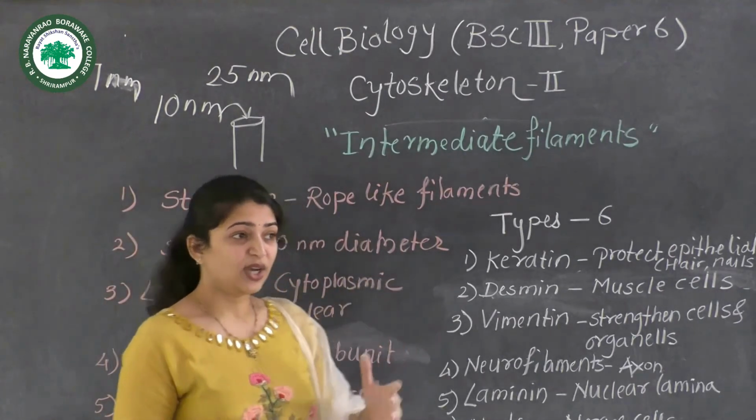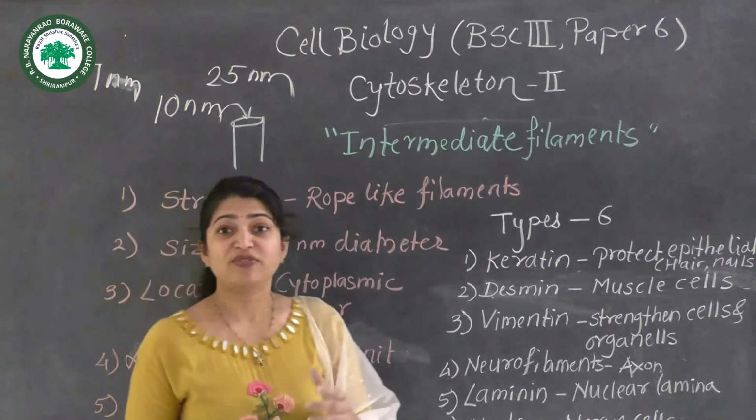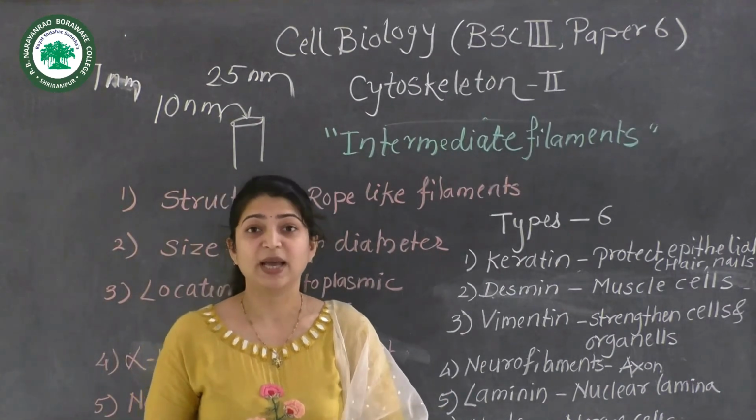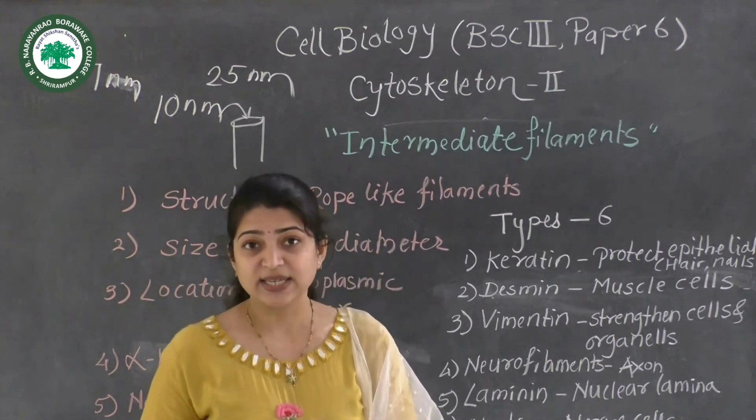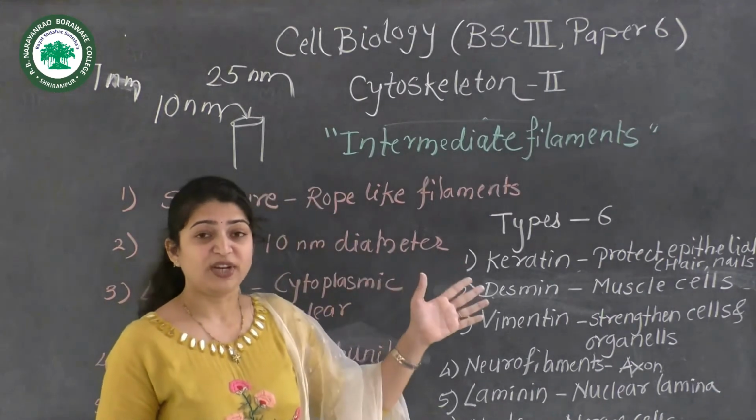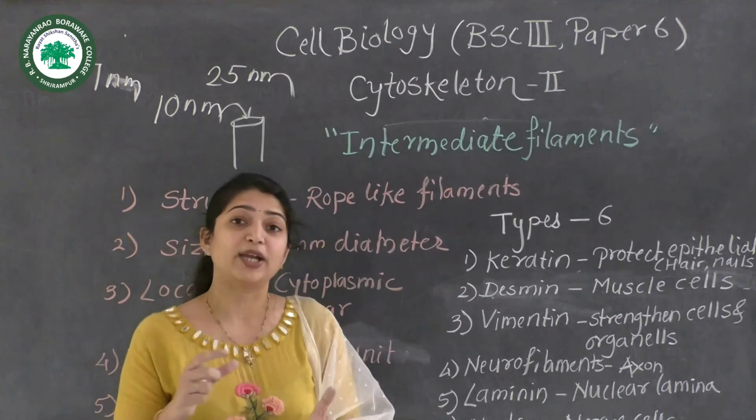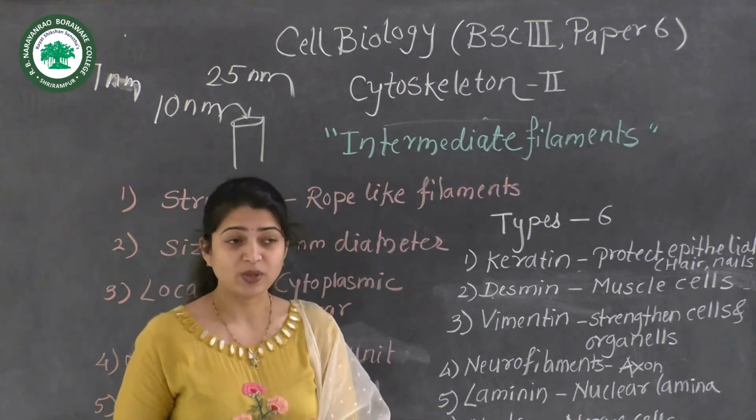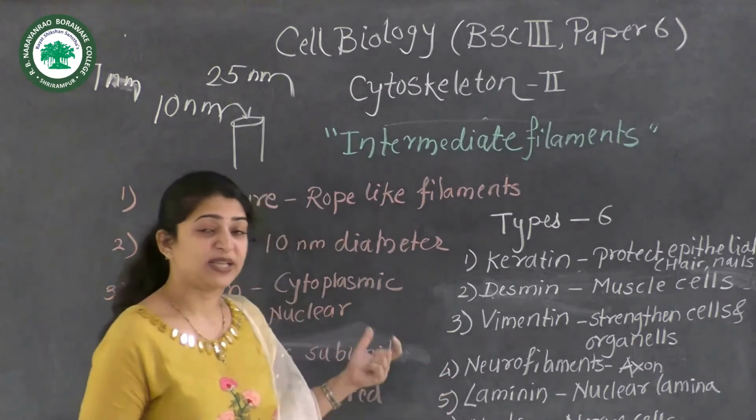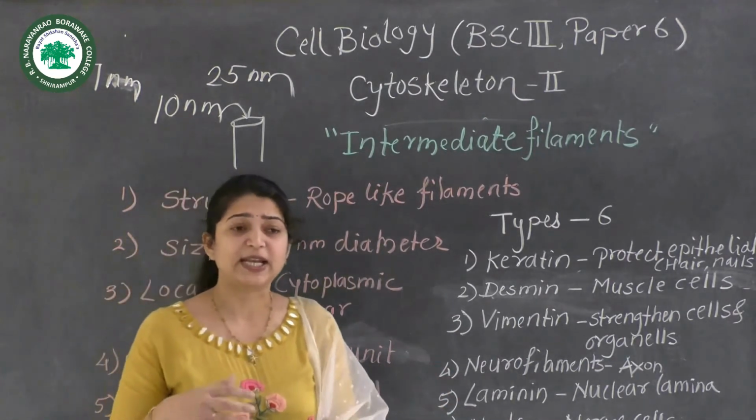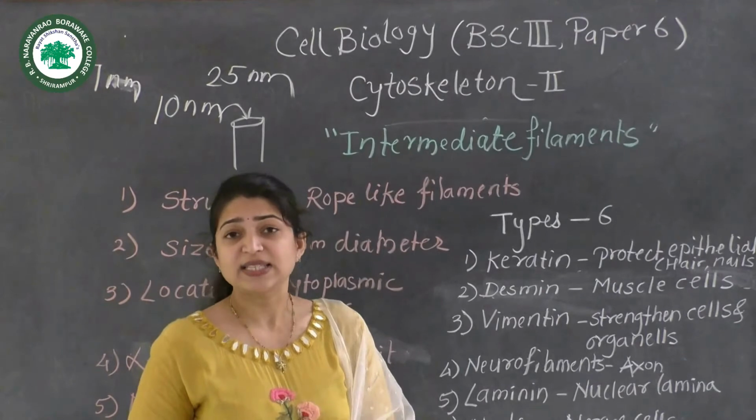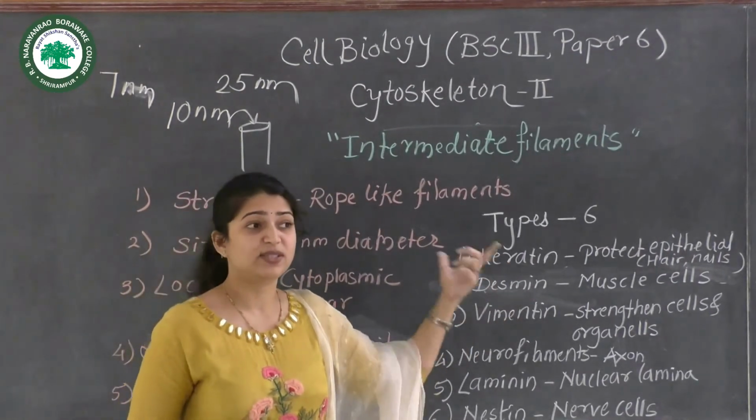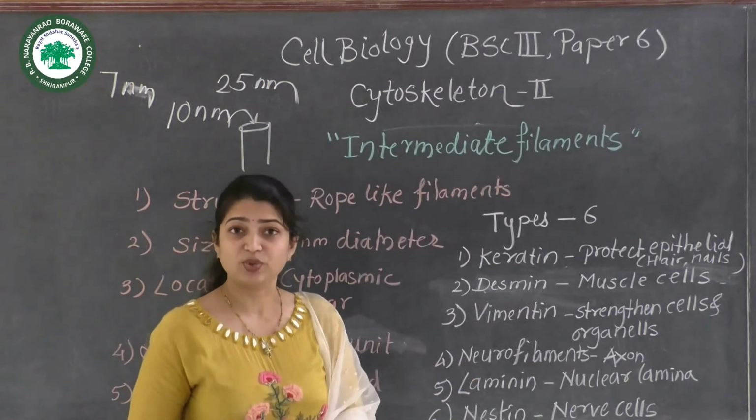Next, let us move on to the types. The intermediate filaments are of 6 different types. They are classified into 6 different types depending upon the amino acid nature. These different types are made up of different kinds of amino acids, given for specific functions. They are present in the cytoplasm of various kinds of cells, and according to the structure of the amino acids, they are classified into different types.